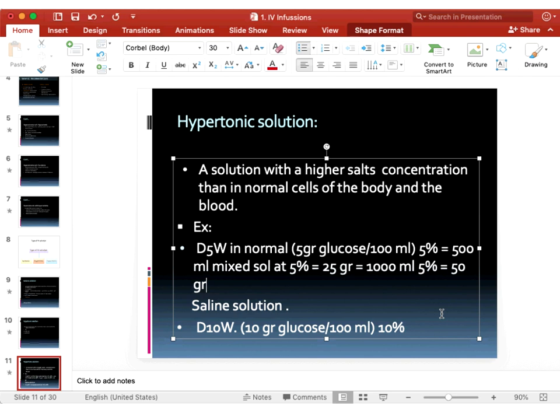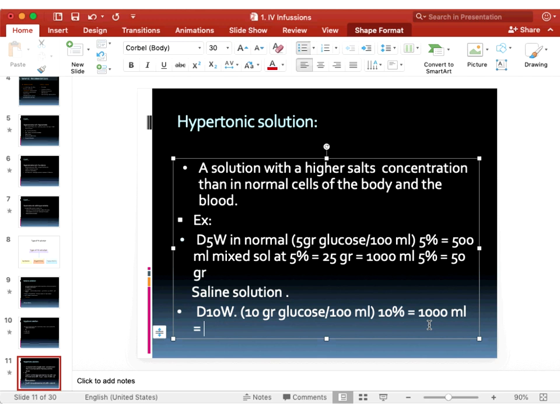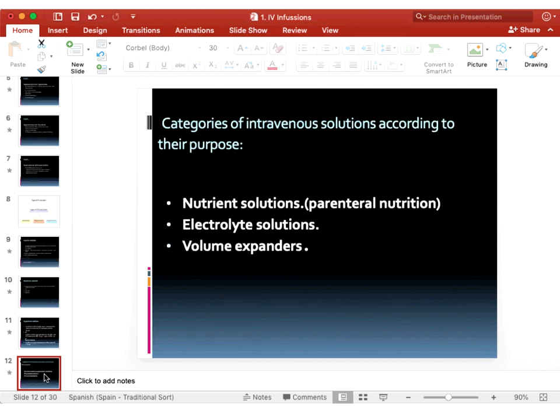Now, the same thing goes for a mixed solution that is at 10%. That means we have 10 grams of glucose per 100 milliliters of solution. That means if you infuse a patient with 1,000 milliliters of solution, how many grams of glucose total will you infuse in them? 100 grams. Are we okay with this? We're going to see some indications about this later on. Let's keep going.